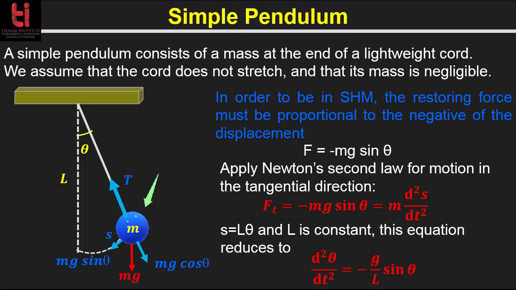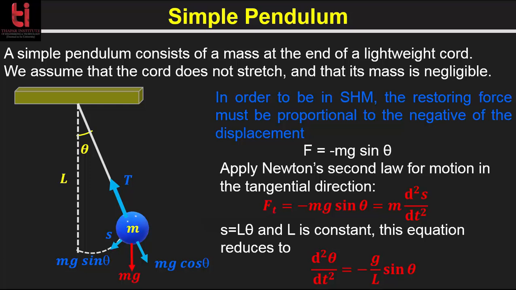Therefore, we can say that the velocity along the arc is ds by dt, and then the acceleration is d2s by dt2. Now, at a displacement theta, there is a tangential force on the mass acting along the arc, and that is equal to minus mg sine theta. You already know that the minus sign indicates that it is a restoring force. Therefore, applying Newton's second law of motion in the tangential direction, where t stands for tangential, Ft is equal to minus mg sine theta, and this will be equal to m into d2s by dt2.